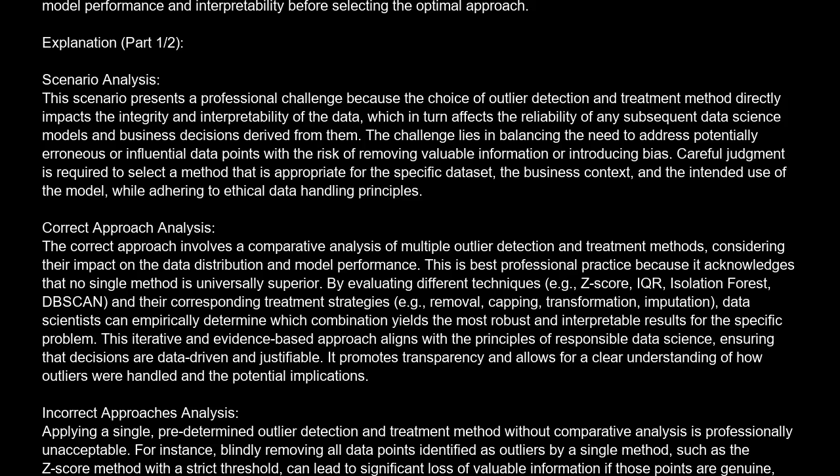Incorrect approaches analysis. Applying a single, predetermined outlier detection and treatment method without comparative analysis is professionally unacceptable. For instance, blindly removing all data points identified as outliers by a single method, such as the Z-score method with a strict threshold, can lead to significant loss of valuable information if those points are genuine, albeit extreme, observations. This can introduce bias and reduce the generalizability of the model. Ethically, this approach fails to adequately explore the data and could lead to misleading conclusions.